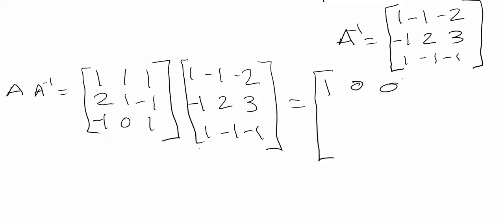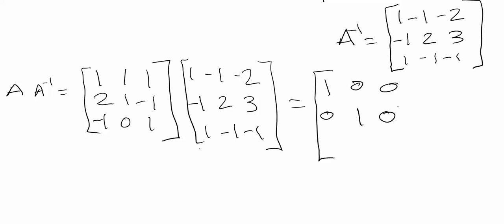For the second row of the product here, we take the second row of A multiplied by the first column of A inverse to get 2 minus 1 minus 1, which is 0. Then for the next component we have 2 times minus 1 for minus 2, plus 2, plus negative 1 times negative 1, and that result is 1. And then for our last component on that row, we have 2 times minus 2 for minus 4, plus 3, plus 1 is 0.